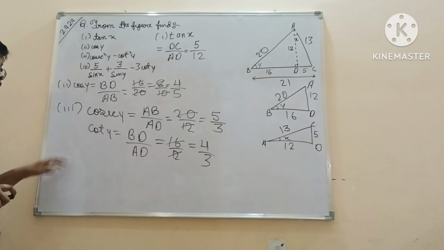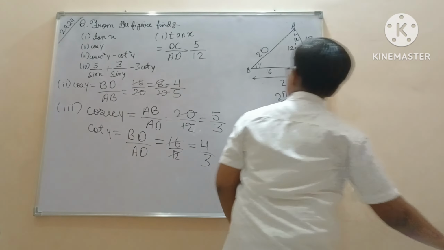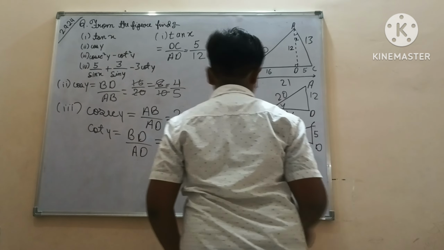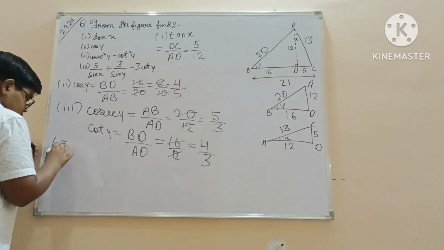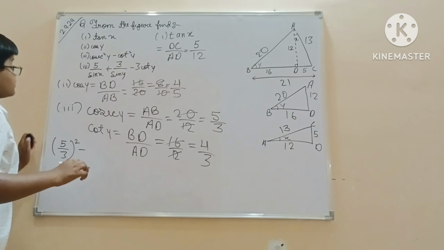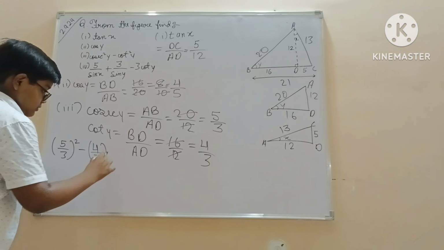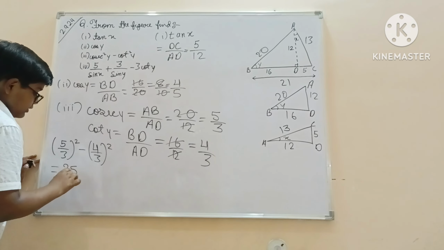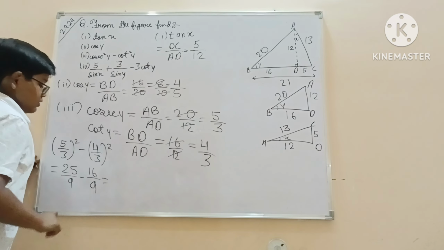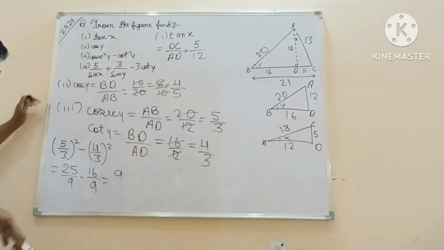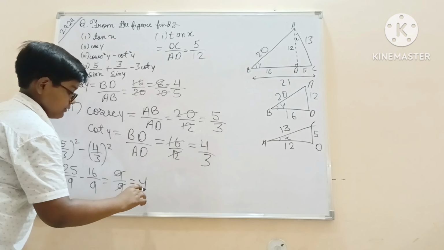So we have found our value as cosec y and cot y. Now we will find cosec squared y minus cot squared y. So we'll find here cosec squared y is (5 by 3) whole square, minus cot squared y is (4 by 3) whole square, which will give us 5 square is 25, 3 square is 9, 4 square is 16 and again 3 square is 9. So 25 minus 16, as it is a fraction, the denominator wouldn't be subtracted. 9 by 9, which will give us 1.